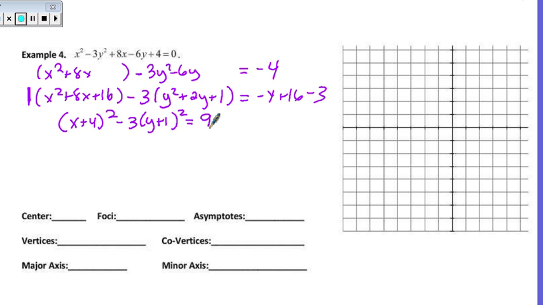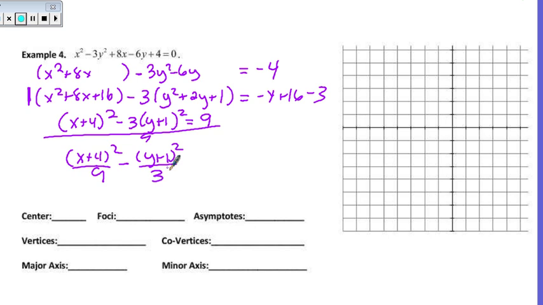Now remember, the hyperbola formula needs to be set equal to 1, so we're going to go ahead and divide everything through by 9, and we wind up with x plus 4 squared over 9 minus y plus 1 squared over 3, and that's going to equal 1. So this is the formula that we are going to be working with.